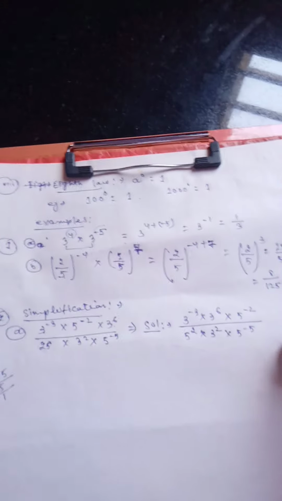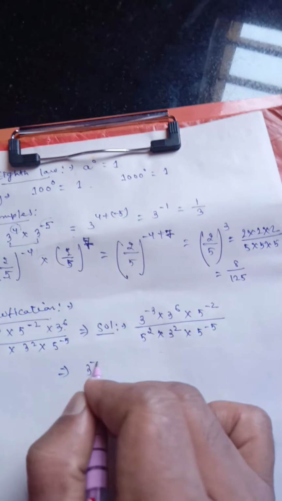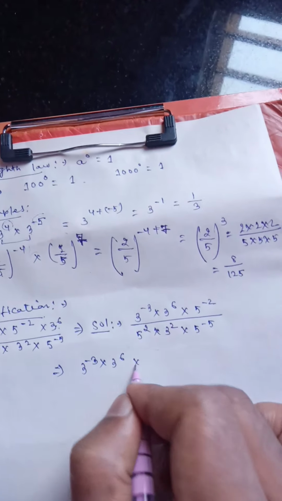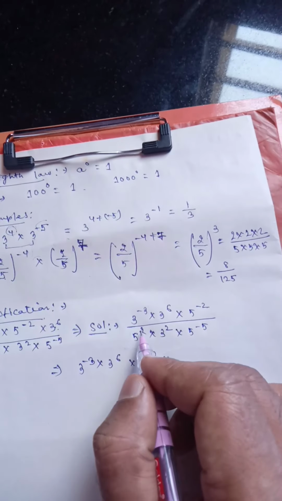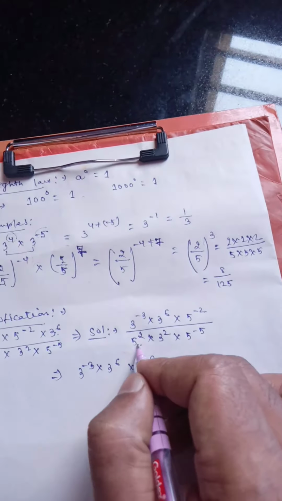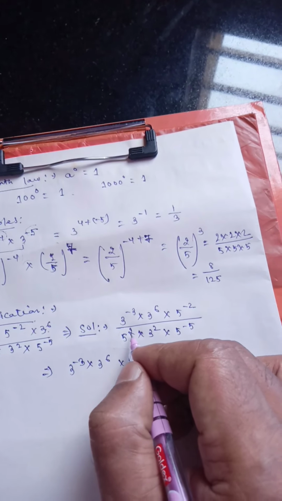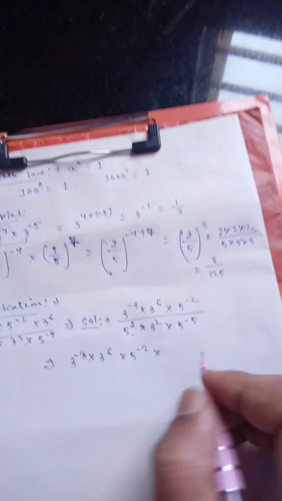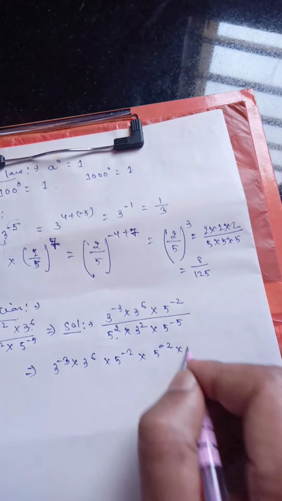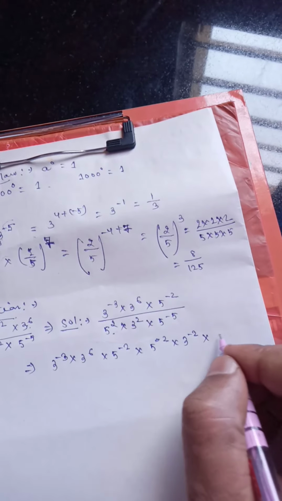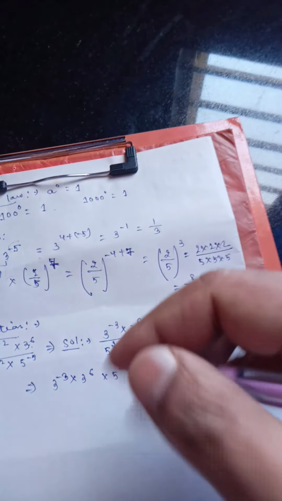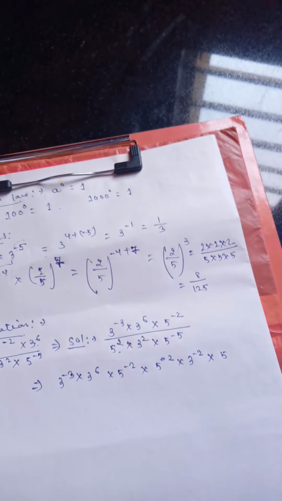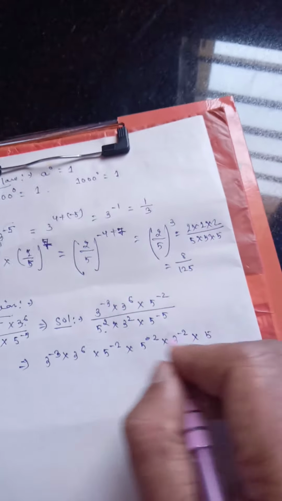You bring all the numbers upwards. So 3 raised to power 3 into 3 raised to power 6 into 5 raised to power 2 into... when you bring this number upward as numerator, the power of the number becomes minus if there is plus. So 5 raised to power minus 2 into 3 raised to power 2 minus 2 into 5... if the exponent is in the form of negative, it becomes positive when it interchanges the place. So 5 raised to power plus 5.